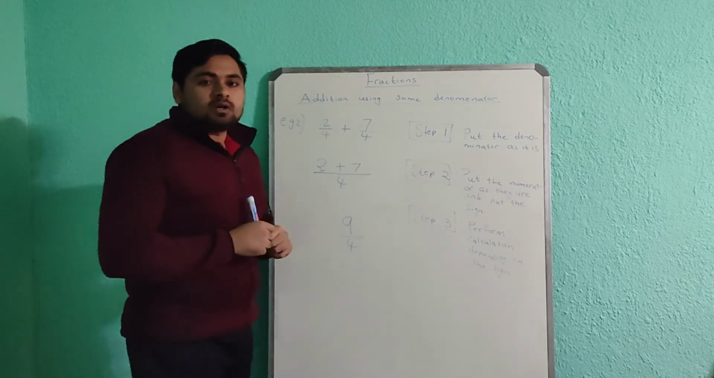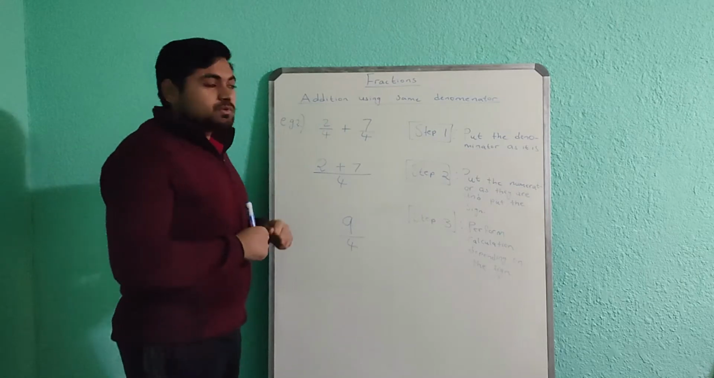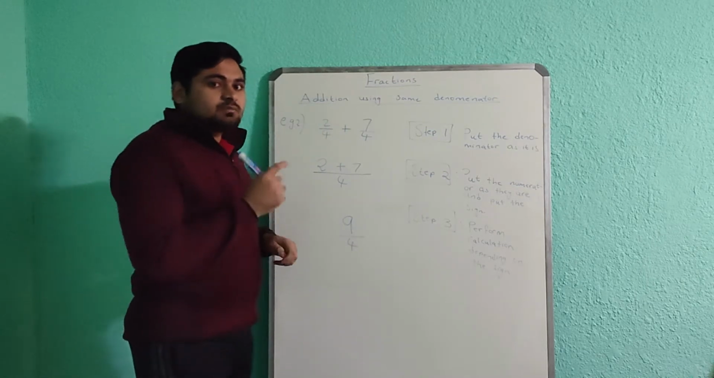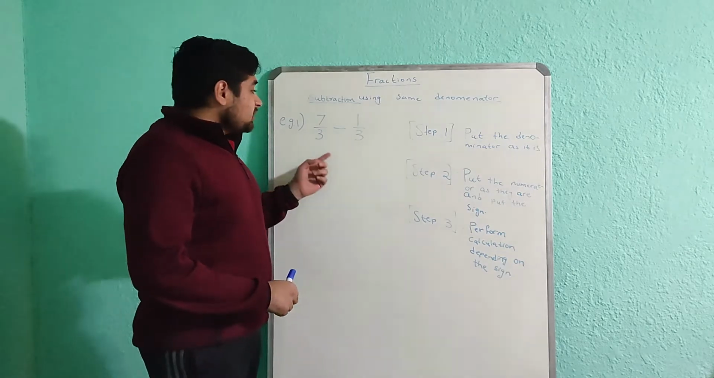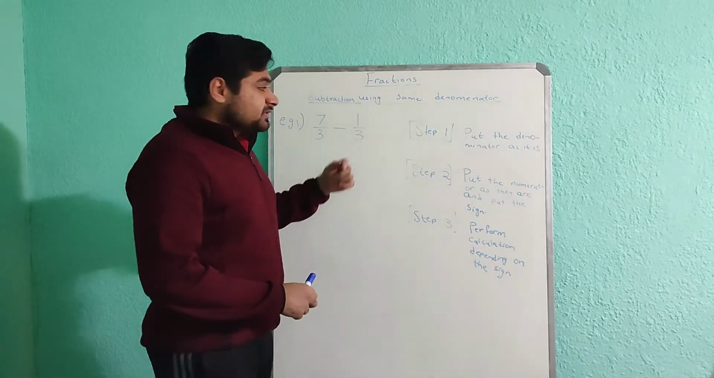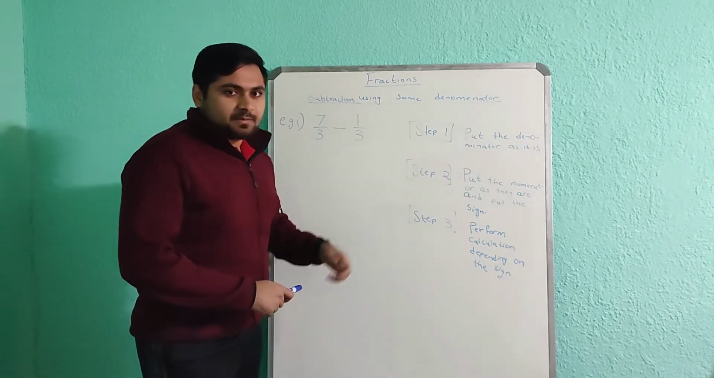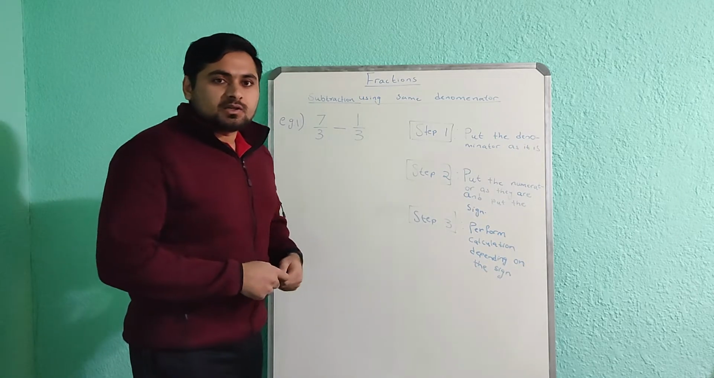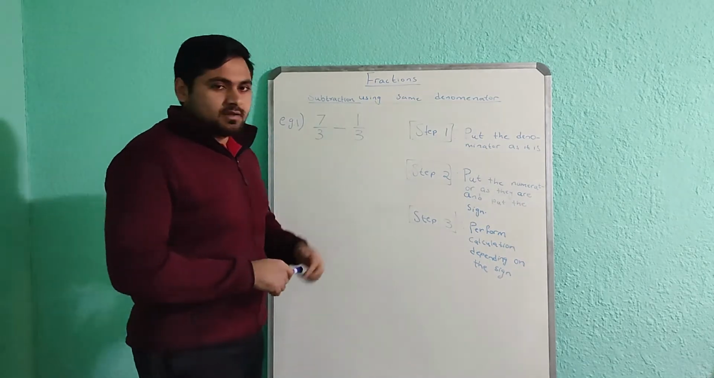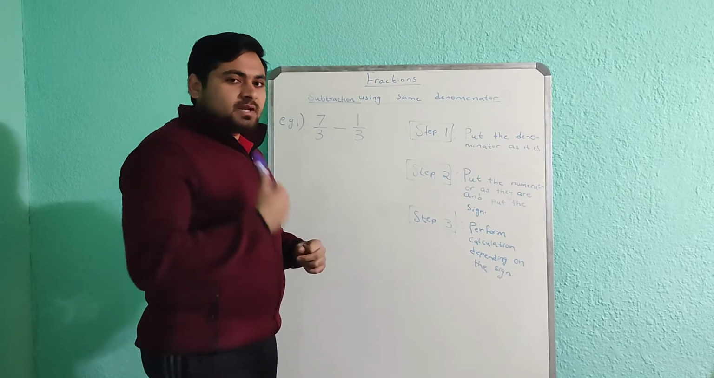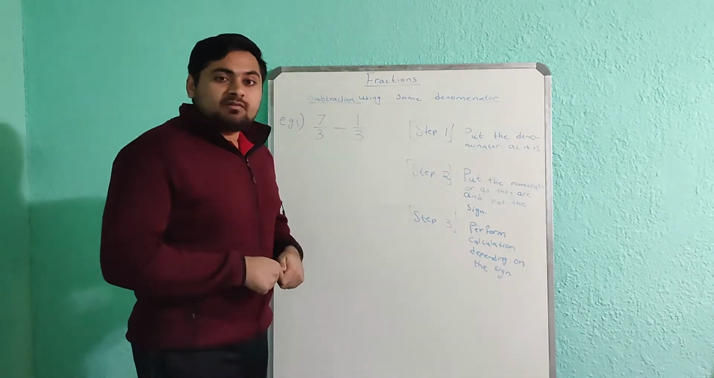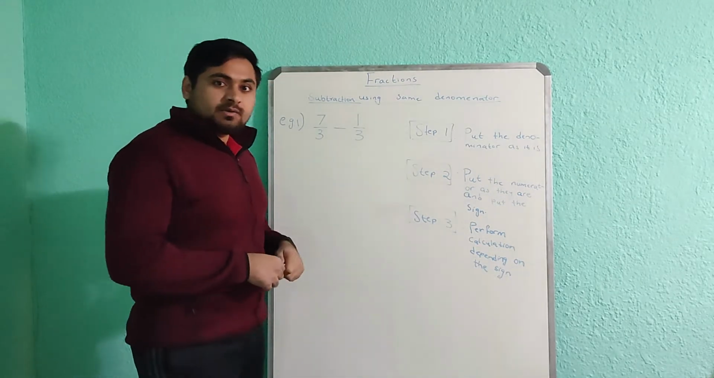Right, now we'll be moving on to how to do subtraction using the same denominator. So let's move on to that. Subtraction of fractions using the same denominators follows the same steps as the addition. The only difference now is the sign. In the addition we had plus, in subtraction we'll have minus. So let's see, what did our step say?